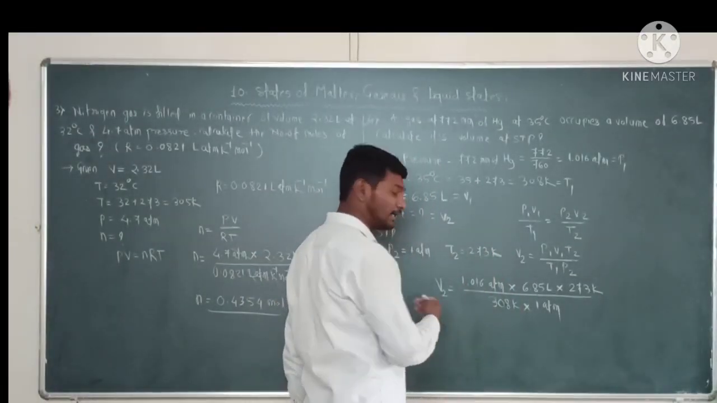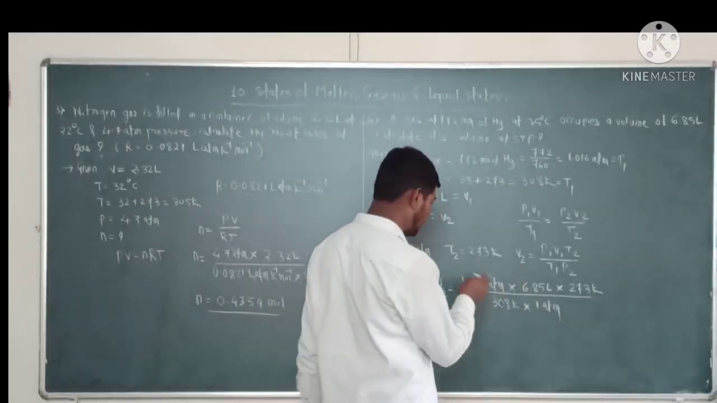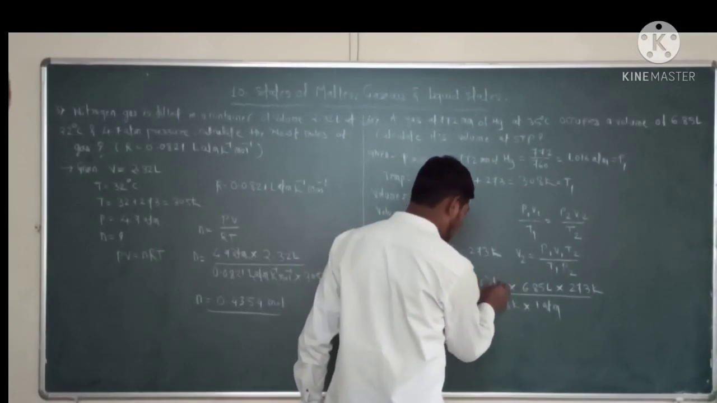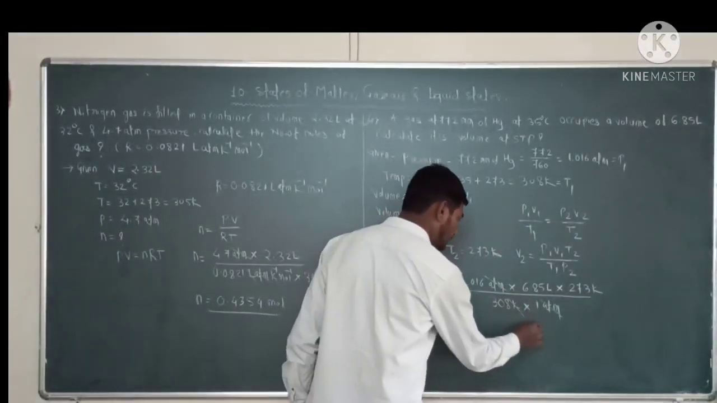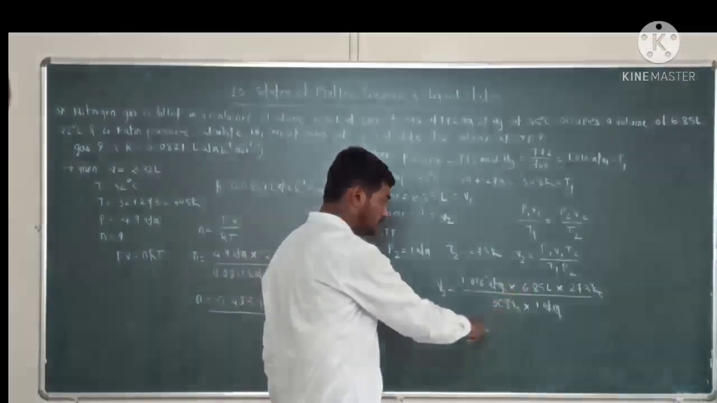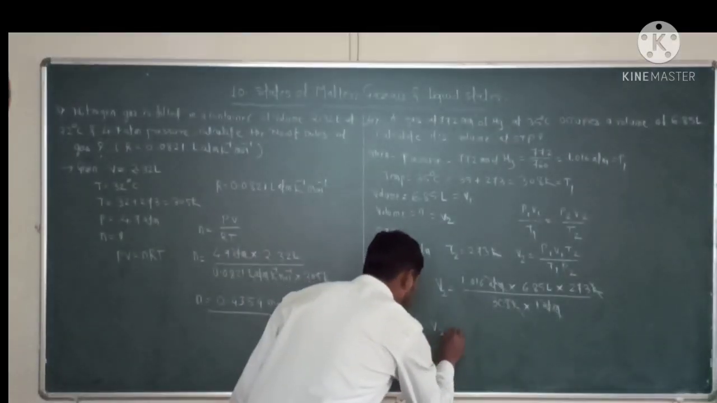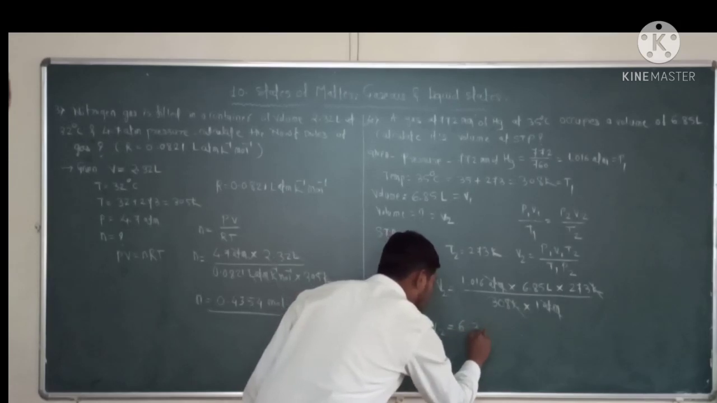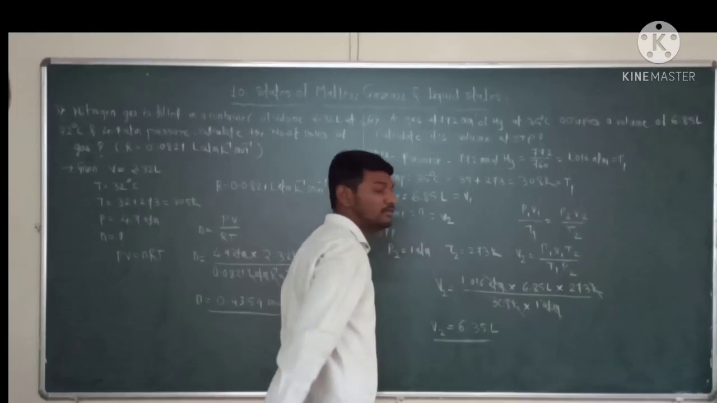We get the answer, that is V2. Okay. Now first of all cancel the units. Atmospheric pressure gets cancelled. Kelvin gets cancelled. Okay. Now solve this equation. We get the final answer, that is V2 is 6.35 liter. This is the final answer.